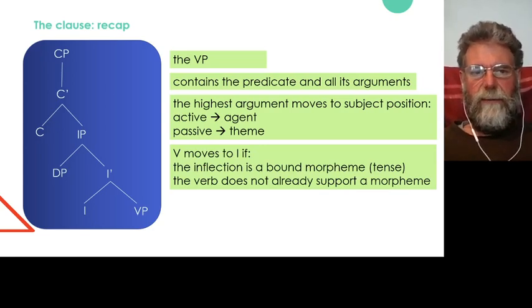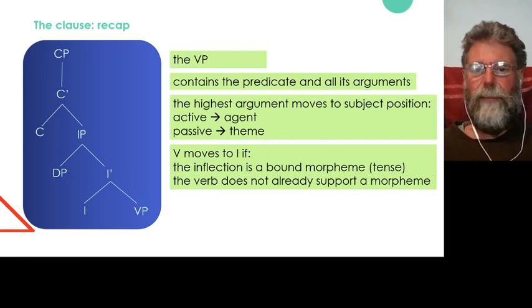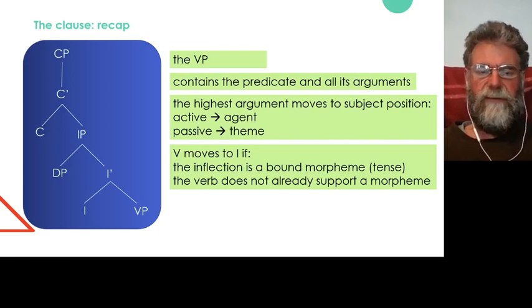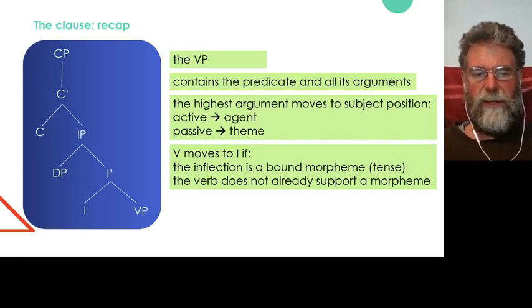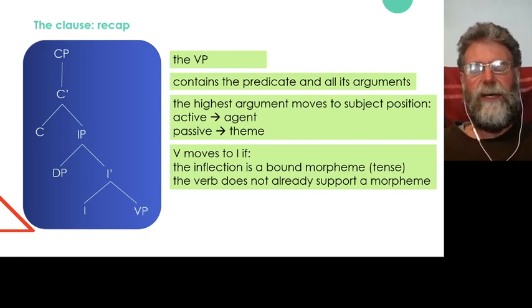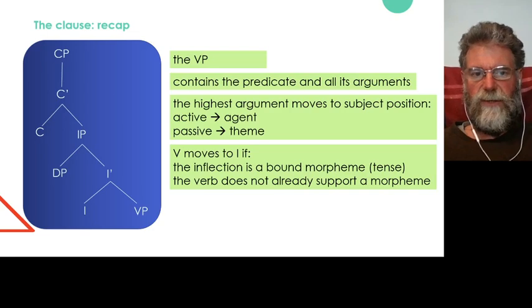That's not the only thing, however, that moves out of the VP. The verb itself can move out of the VP into the inflection position under a number of conditions. Firstly, the inflection position has to be occupied by a bound morpheme, i.e. the tense morphemes, not the modals or the infinitive. Those are free morphemes, and they won't allow the verb to move into that inflection position.